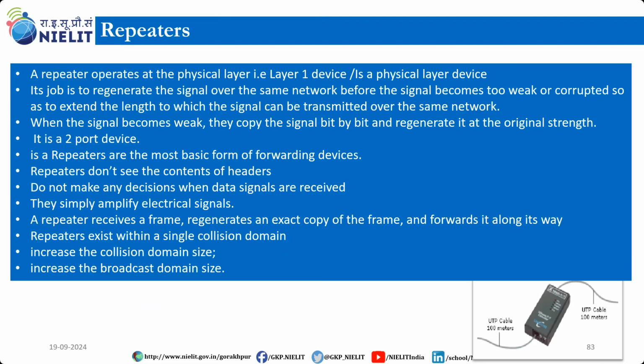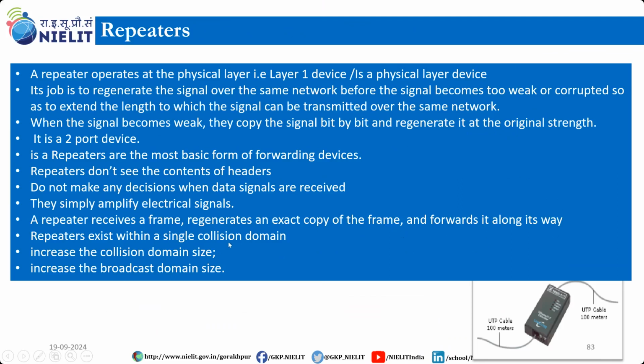So a repeater is not an intelligent device with respect to computer networks because it cannot read the content of the frame, source address, destination address, parity bit, but it is intelligent with respect to the physical layer because it can understand the original signal strength and what the amplification voltage should be. This understanding is there because a repeater is made for regeneration of signal. It simply amplifies the electrical signals. A repeater receives a frame, regenerates an exact copy of the frame and forwards it along the way.